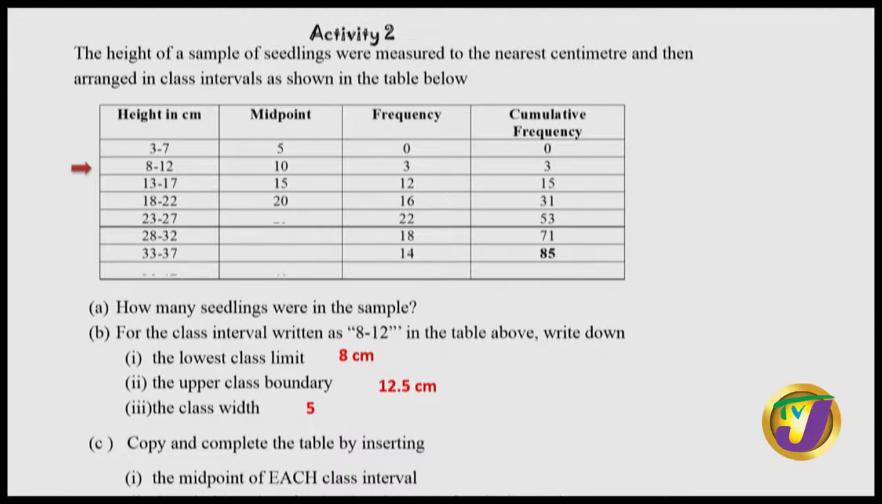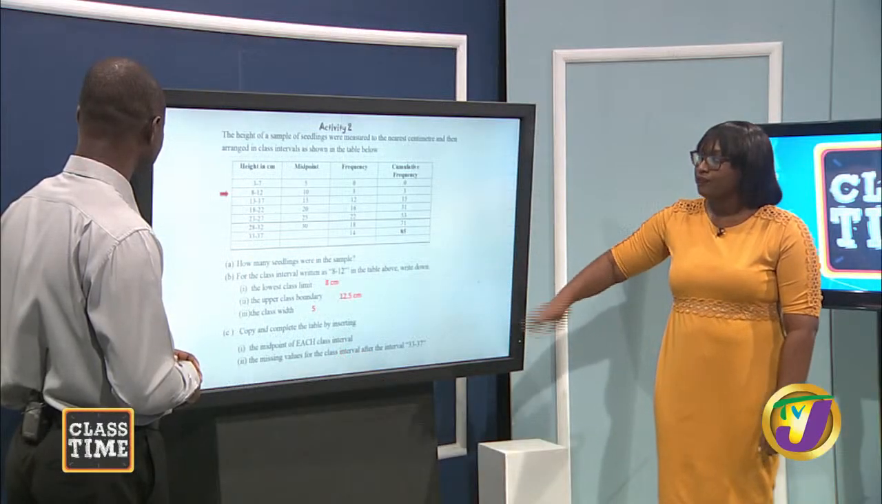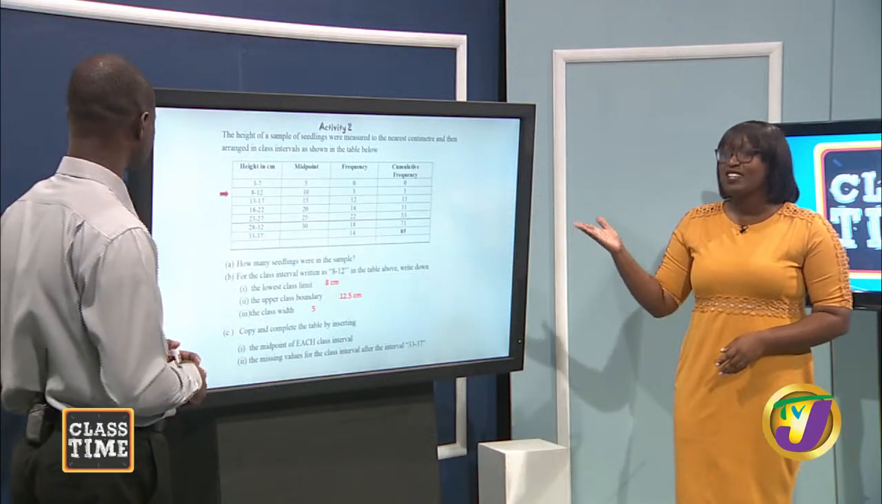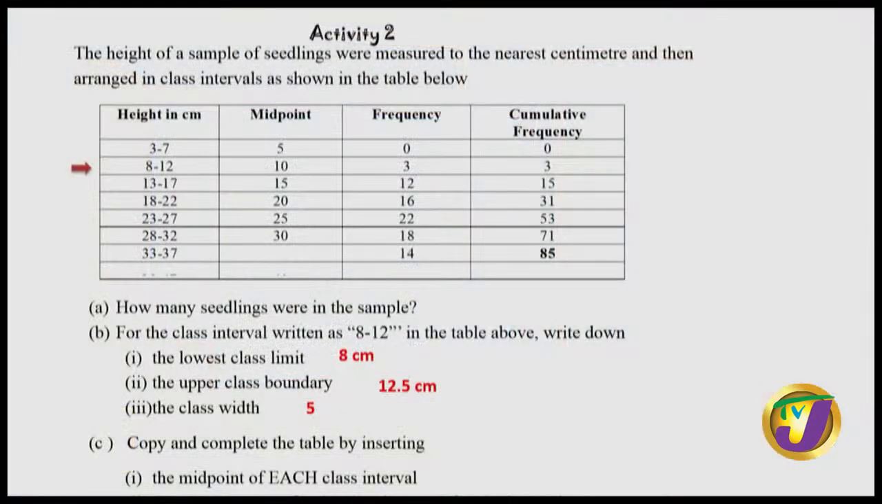As you can see, as Mr. Price said, we just continued along the trend by adding our lower limit plus our upper limit and dividing by 2. And the very last thing is the missing values for the class interval after 33 to 37. So, are we noticing a trend?